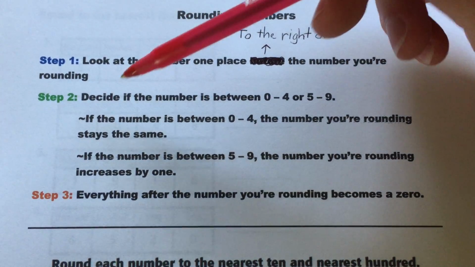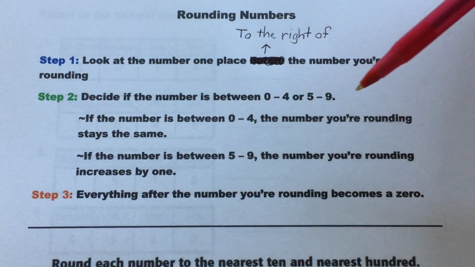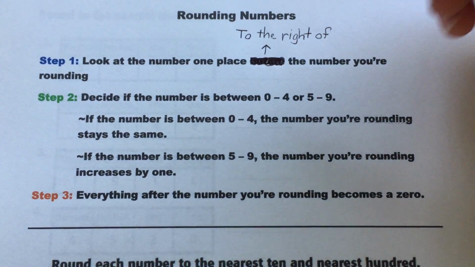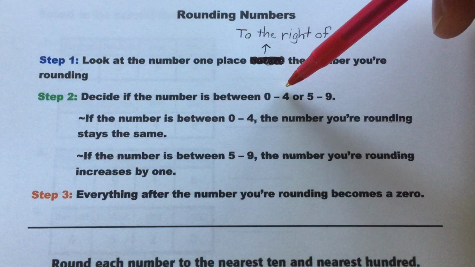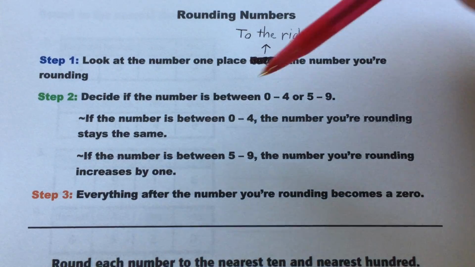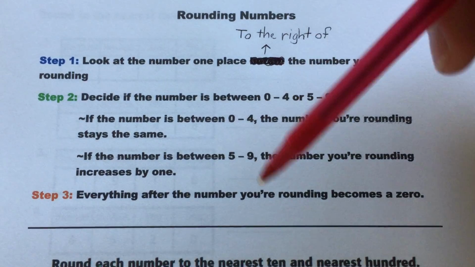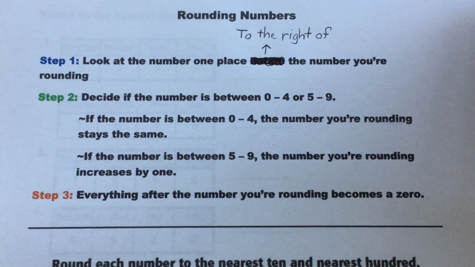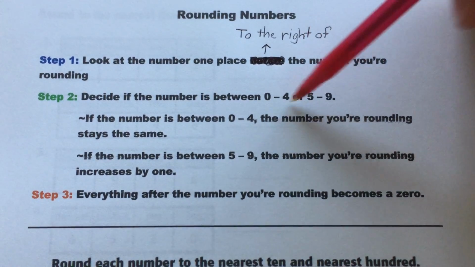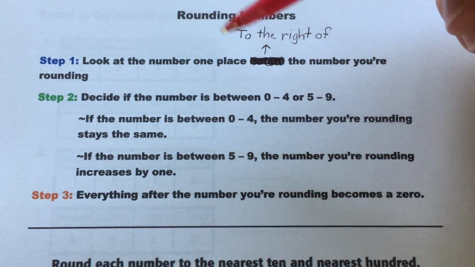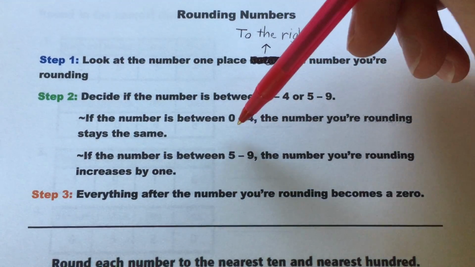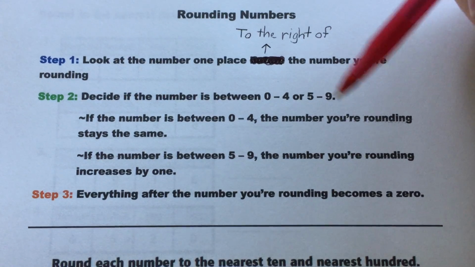Step two, you need to decide if the number to the right of the number you're rounding, in the example of rounding to the nearest 10, is the number in the ones place between 0 and 4, or is that number between 5 and 9? That's what we need to figure out. If it's between 0 and 4, then the number that you are rounding is going to stay the same. It's not going to go up. So if you are going to be rounding 24 to the nearest 10, that number falls between 0 and 4, the 4 after the 2. The 2 is in the tens place, 4 is in the ones. We're going to look at the 4, and that 4 falls between 0 and 4. So we're just going to keep that 2 the same.